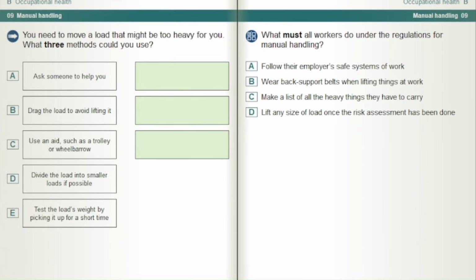What must all workers do under the regulations for manual handling? Follow their employer's safe systems of work. Wear back support belts when lifting things at work. Make a list of all the heavy things they have to carry. Lift any size of load once the risk assessment has been done.